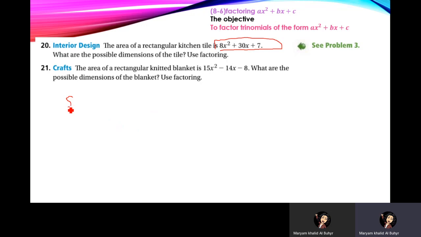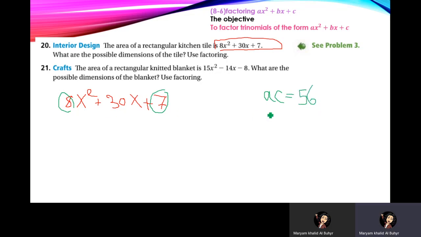So what did we do? We have 8x squared plus 30x plus 7. Now you need to do what? That is corresponding to A, that is corresponding to B, that is corresponding to C. That's what I'm reminding you now. So I will take this one and this one, A and C, and multiply them together. So AC will be equal to 56.